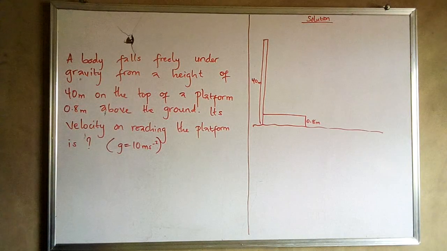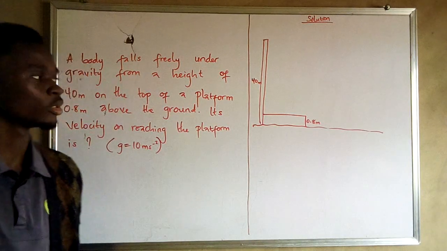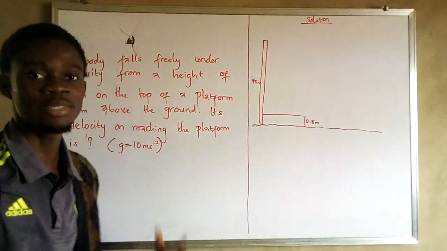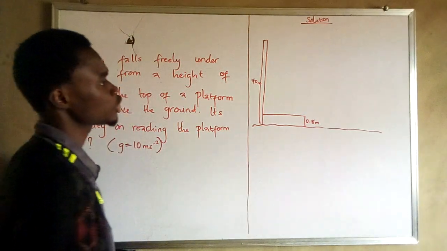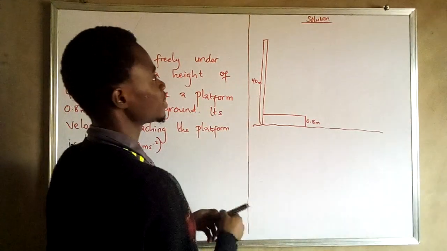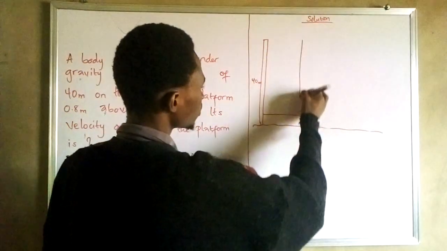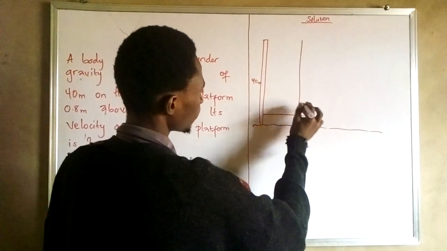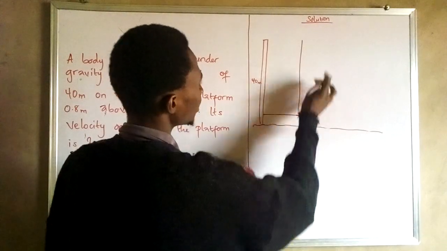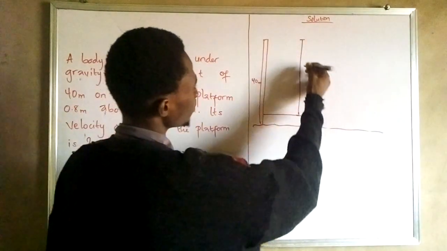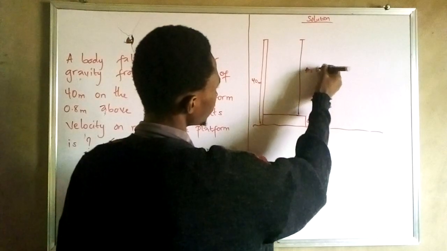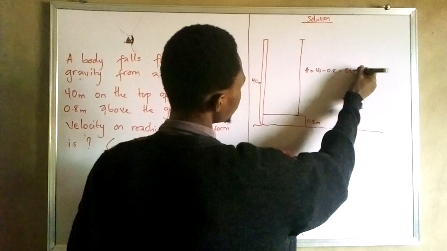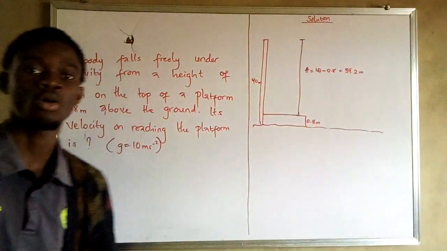Now the next thing is that we need to find the value of the height of the motion, because 40 meters is never the height of the motion, just as the 0.8 meters is not the height of the motion. So the height of motion is the difference between 40 meters and the 0.8 meters, which is the distance from this point to this point. And that's going to be 40 minus 0.8, which is equal to 39.2 meters. This is the height of motion.